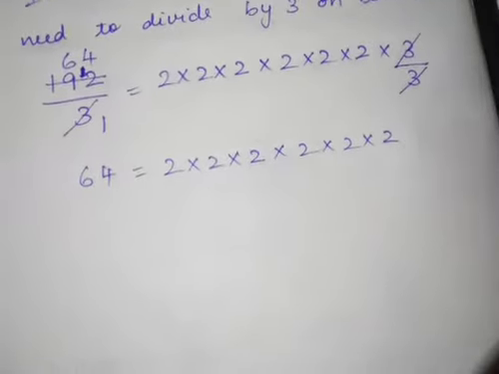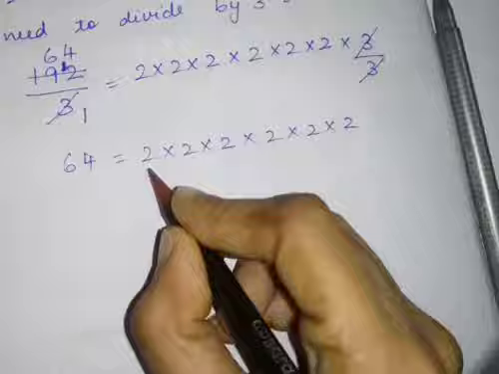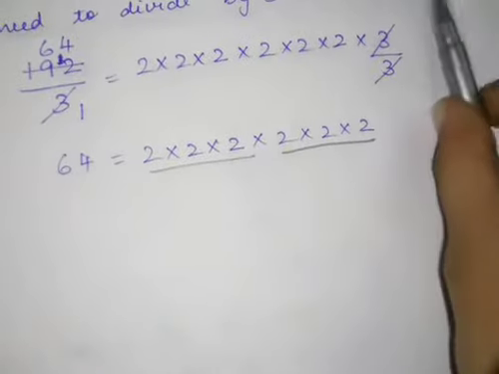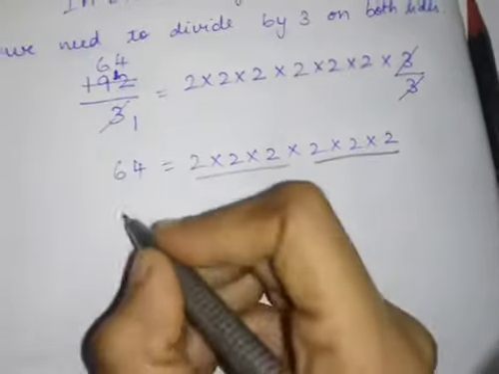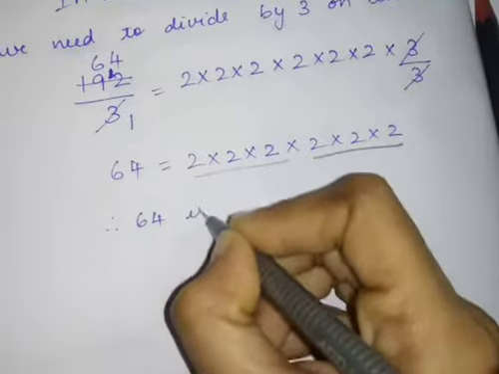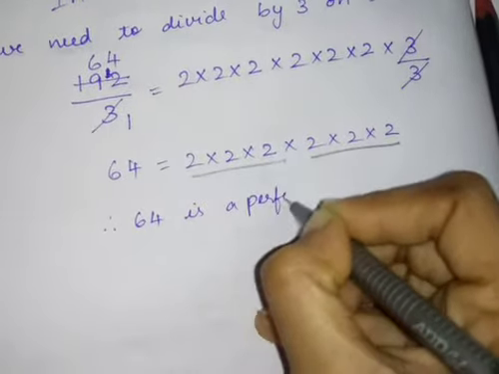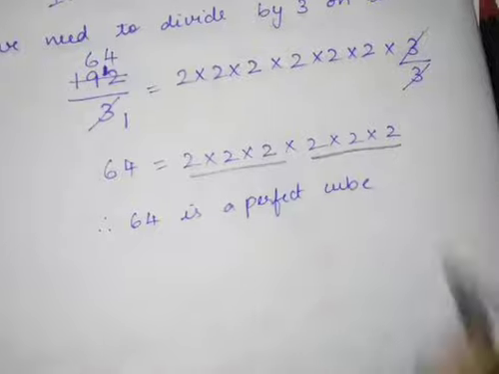Whether the group is forming here or not. Yes, this 3 forms a group. This 3 forms a group. Therefore, the grouping takes place. Therefore, 64 is a perfect cube. Okay, 64 is a perfect cube.